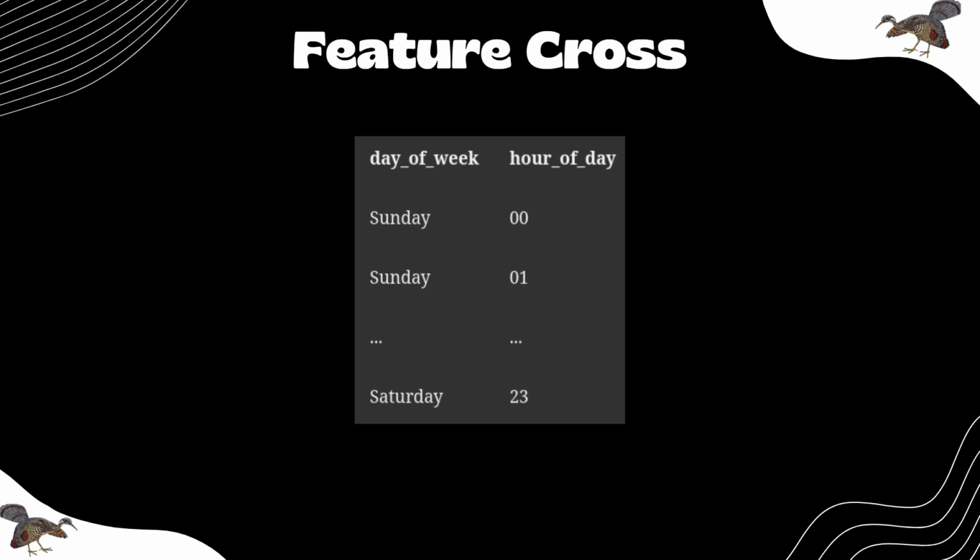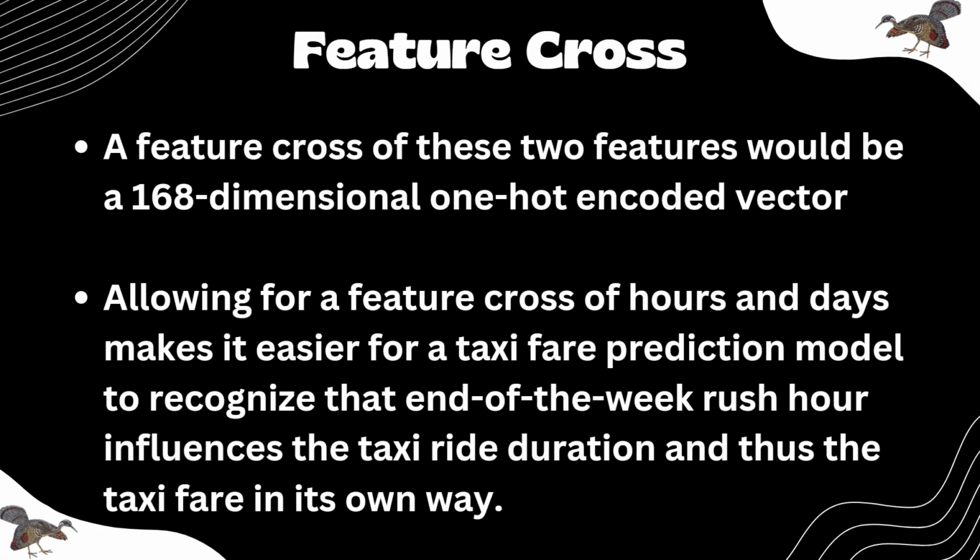So instead of the model struggling to learn this pattern, we give it a direct feature that tells it whether it's a busy time or not. As you can see in the picture, Saturday at 3 p.m. is a different feature than Sunday at 2 a.m. This allows the model to instantly recognize which time slots are high traffic and adjust fare predictions accordingly. As a result, by applying feature cross, we went from 2 features to 168 features, 24 hours times 7 days. But this actually helped the model learn better and faster.